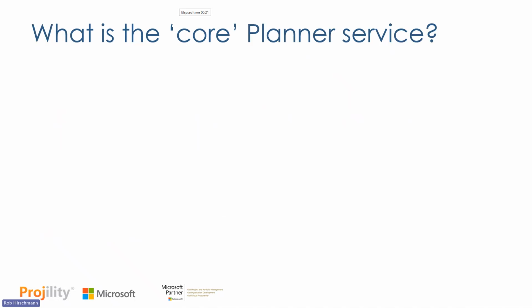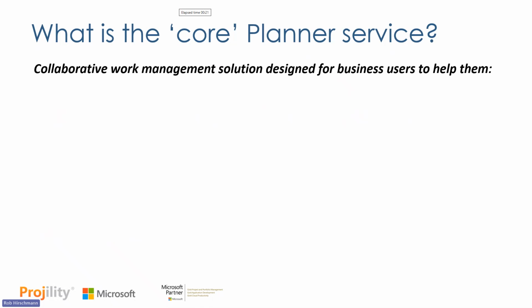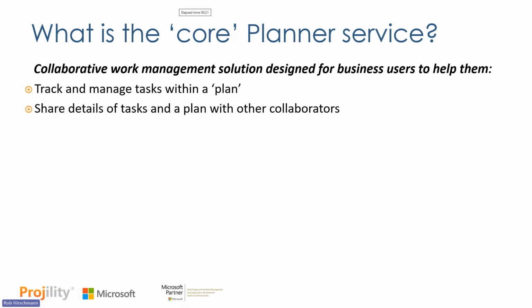So first we have what we call the core planner service. The core planner service is the traditional version of Planner. It's a collaborative work management solution Microsoft released about 7 years ago, really designed for business users, and it helps them do a couple things. The first thing it does, it helps them track and manage their tasks and put them in a plan. A plan is just a series of tasks.